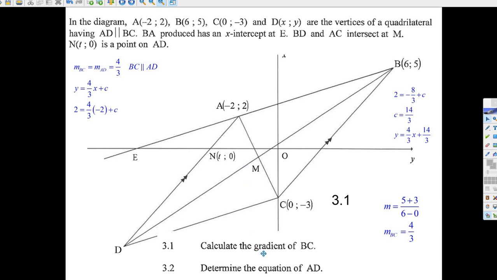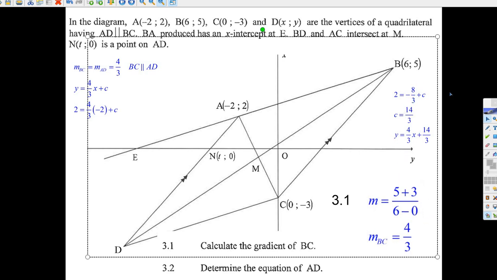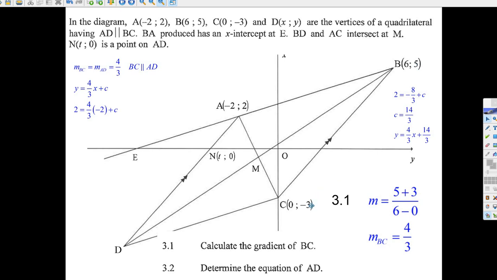Okay, calculate the gradient of BC. Well, there's an easy one. All we do is look at B and look at C and subtract the y-coordinates. 5 minus 3, that's 5 plus 3, over 6 minus 0, is equal to 8 over 6, which reduces to 4 over 3. There's the gradient of BC.